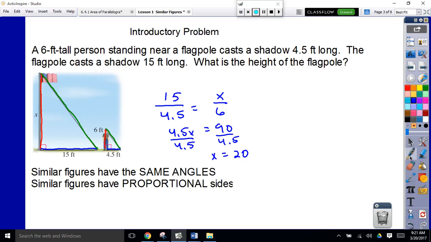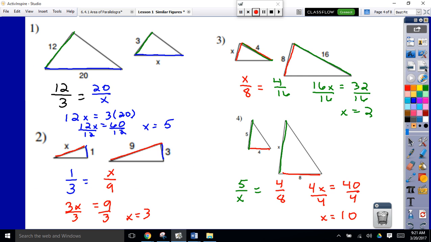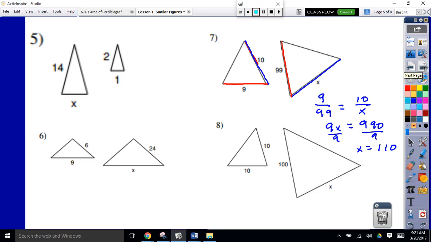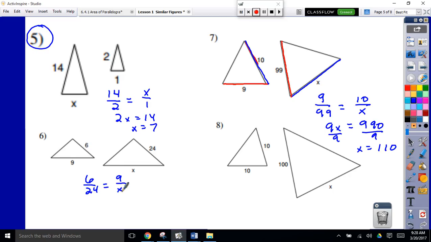Okay, good job. I want to see how well you guys understand this, so I would like you to go to the second slide to number 5. I want you to solve for x. When you find x, you're going to enter your answer on Socrative. Okay, so our proportion is 6 over 24 equals 9 over x. And then what did you get as an answer, Caleb? X equals 36. Good. X equals 36 is the correct answer.